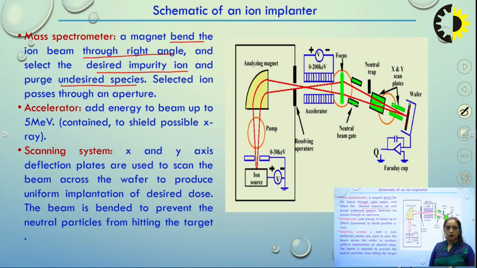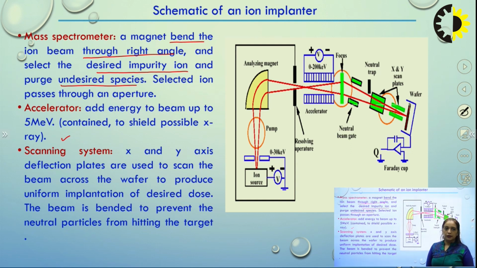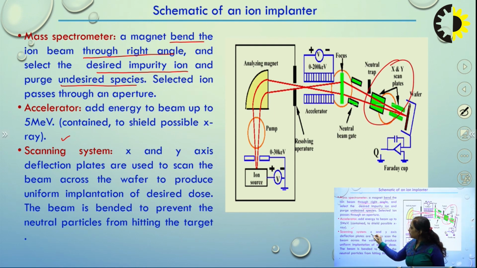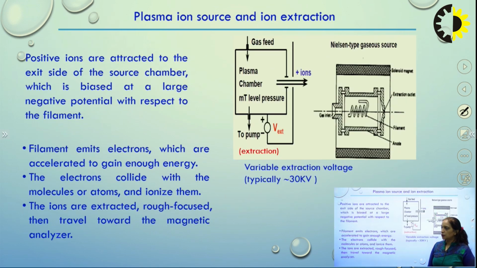The accelerator adds energy to the beam, up to 5 MeV. It contains a shield, possibly from X-rays. Then we have the scanning system. In the scanning system, X and Y axis deflection plates are used to scan the beam across the wafer to produce uniform implantation of the desired dose. The beam is bent to prevent neutral particles from hitting the target.